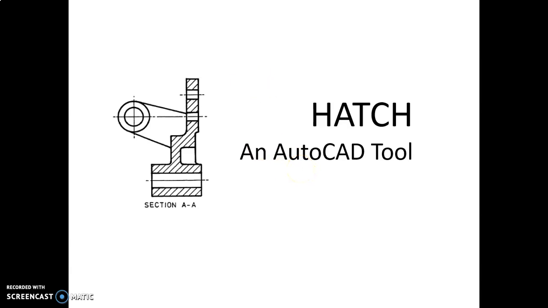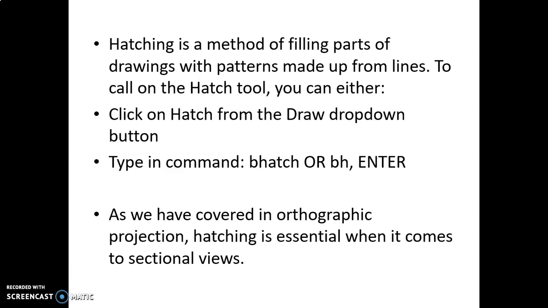Okay, so how do we do it in your AutoCAD tool? As I mentioned before, hatching is a method of filling parts of drawings with patterns made up from lines. In order to do it in AutoCAD, you can click on hatch from the drop-down button, or you can do it in the command line. You can type BH and then press enter. Hatching is essential when it comes to sectional views.